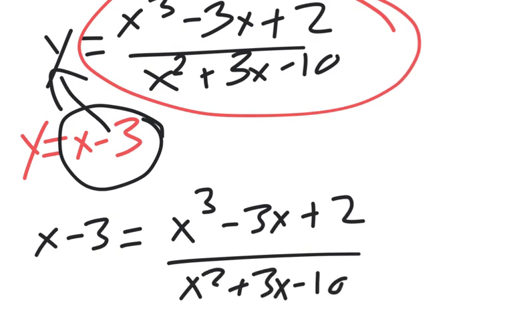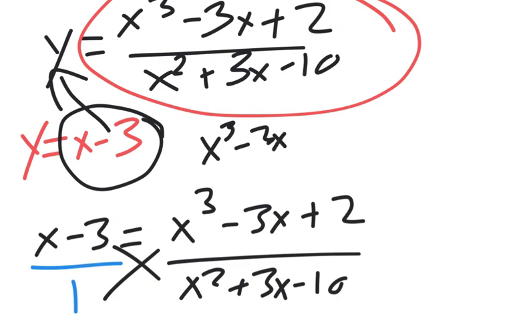Hopefully they don't give you one like this without a calculator, because it'll take a little time. But they might, I have no idea. So if you do, fraction equals a fraction, and I'm going to cross multiply. So 1 times x cubed minus 3x squared plus 2 is x cubed minus 3x squared plus 2 equals, and then we have to distribute here.